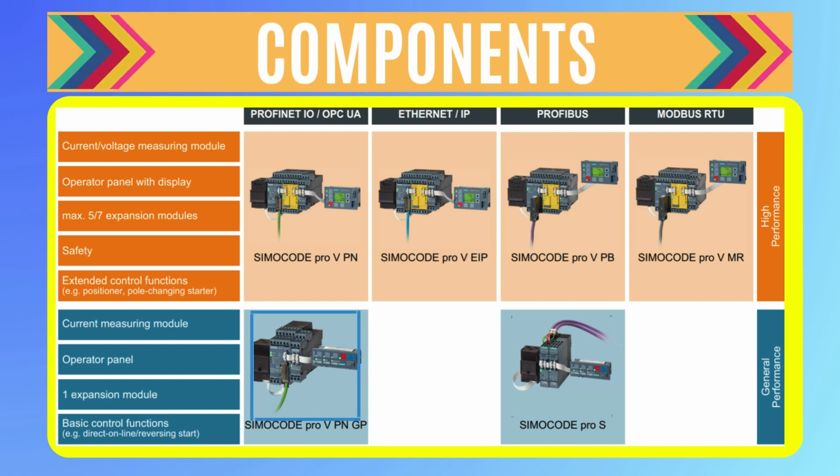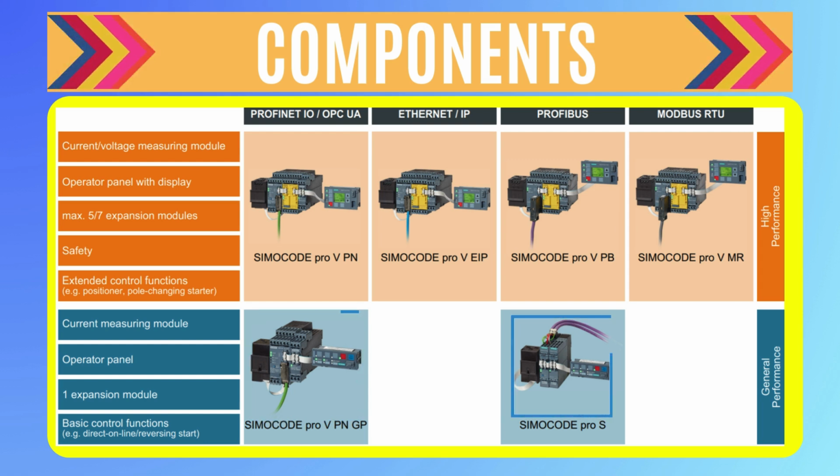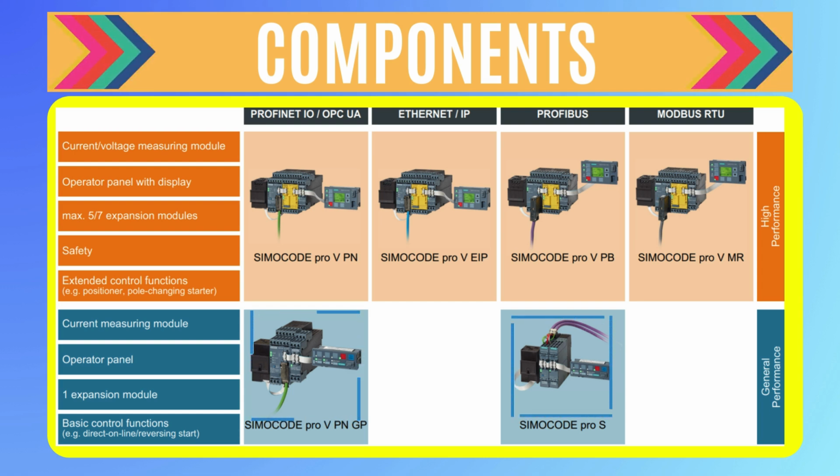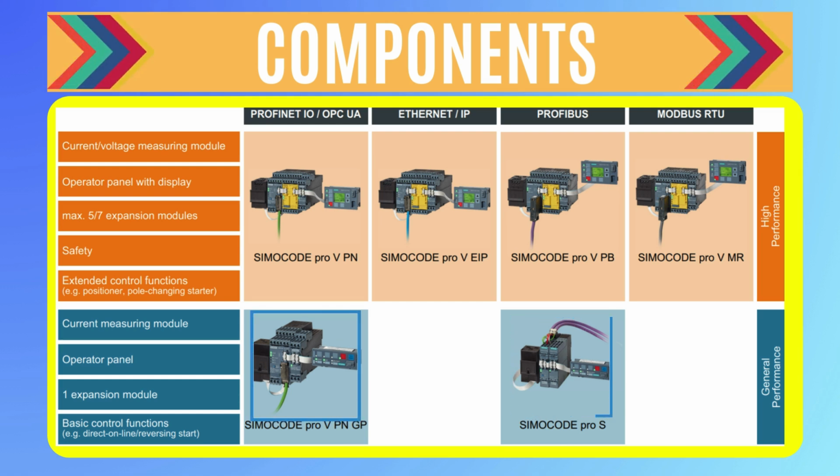Simocode Pro V Profinet GP, the smart general performance system for Profinet for direct online, reversing and star delta starters. 4 inputs and 3 outputs, freely parameterizable input for the thermistor, expandable with expansion module.